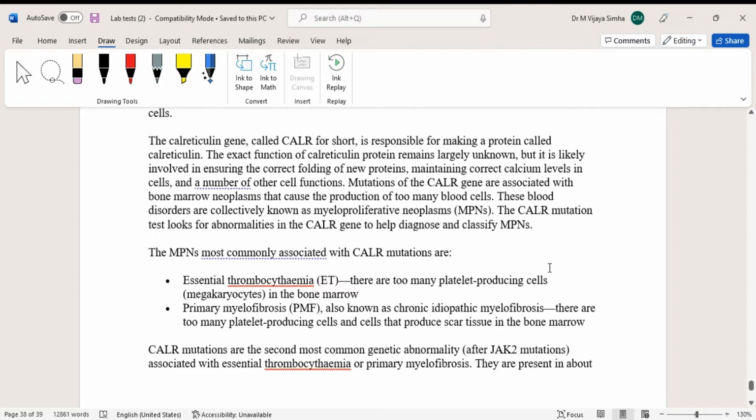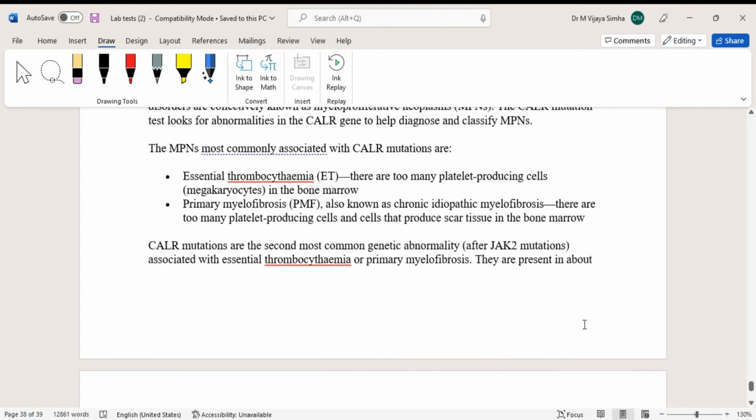The MPNs most commonly associated with CALR mutations are essential thrombocythemia, or ET, where there are too many platelet-producing cells, megakaryocytes, in the bone marrow; and primary myelofibrosis, also known as chronic idiopathic myelofibrosis, where there are too many platelet-producing cells and cells that produce scar tissue in the bone marrow.